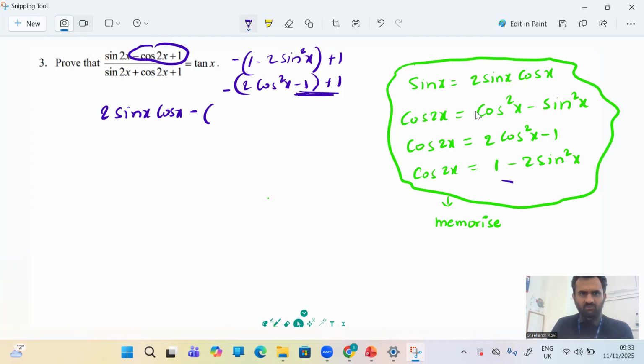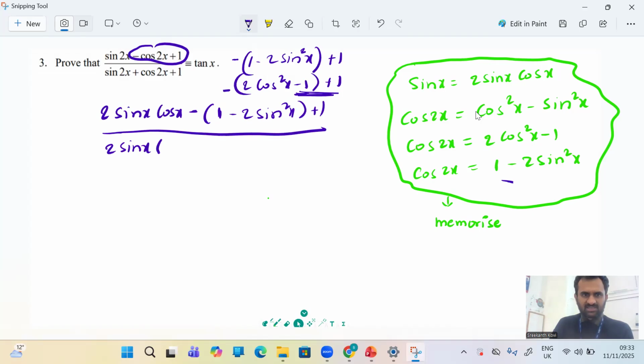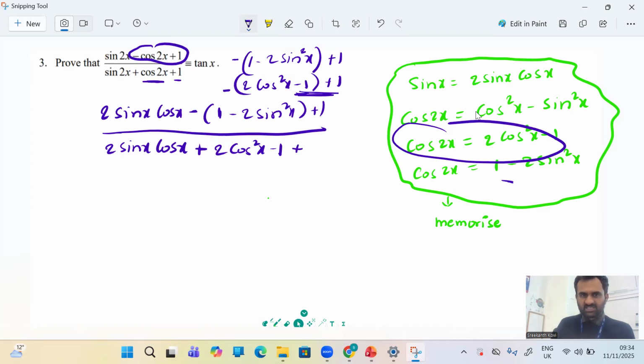So minus of cos 2x, I'm using 1 minus 2 sin square x, plus 1, divided by, again, sin 2x, 2 sin x cos x, minus, this is plus here, cos 2x. To eliminate positive 1, I need negative 1 in the formula. Negative 1 is there in this formula, so I would go with that one. So 2 cos square x minus 1 is the formula for this one, and you still have this plus 1.